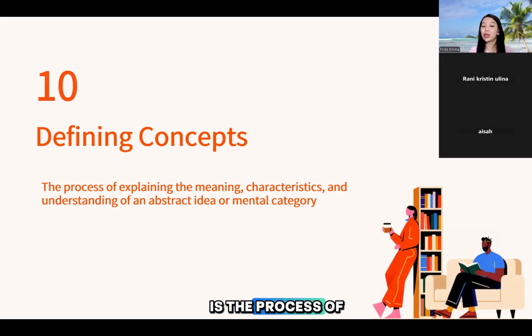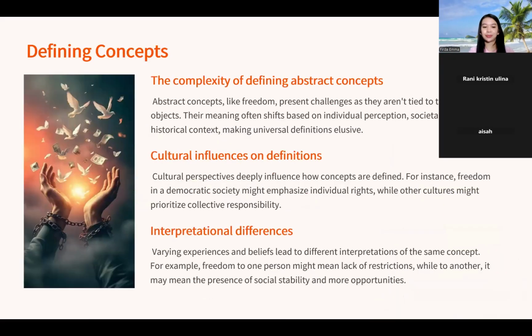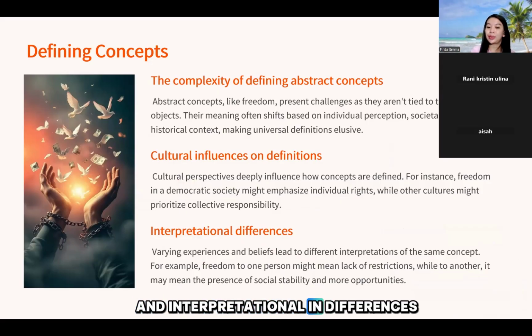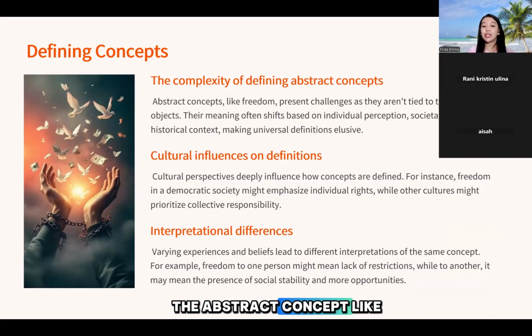A definition is the process of explaining the meaning, characteristics, and understanding of an abstract idea or mental category. Defining concept has three parts, which are the complexity of defining abstract concepts, the cultural influences on definitions, and interpretational differences. Abstract concepts, like freedom, present challenges, as they are not tied to tangible objects. Their meaning often shifts based on individual perceptions, societal norms, and historical context, making universal definition elusive.